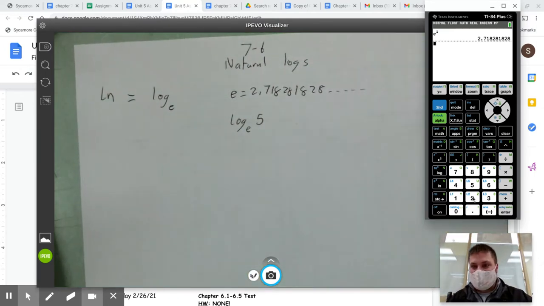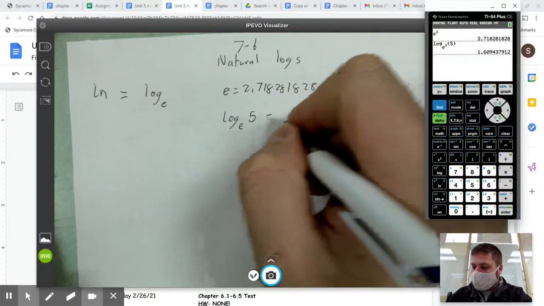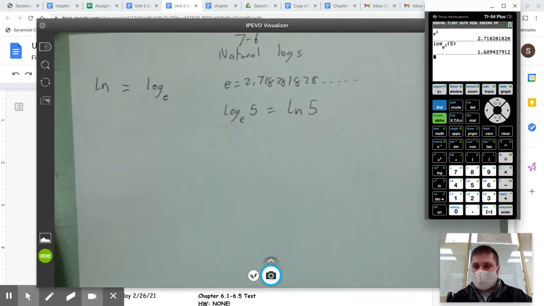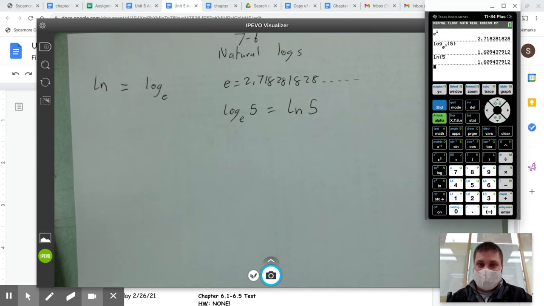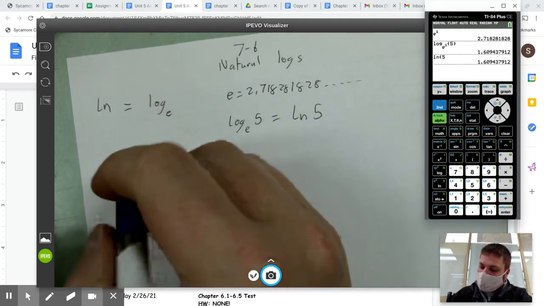So I could, again, write something like log base e of 5. I could type that into my calculator. I could go math and scroll up here to log base, and type log base e of 5, enter. But what I'm telling you is that log base e is the same exact thing as ln. So if I would just type ln of 5, I would get the same exact thing. So let's start doing some work with ln.